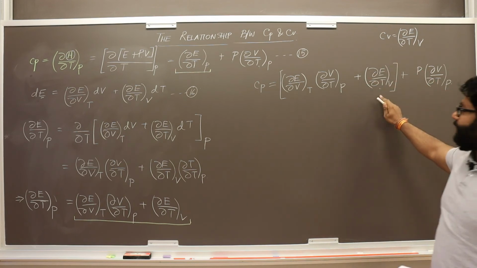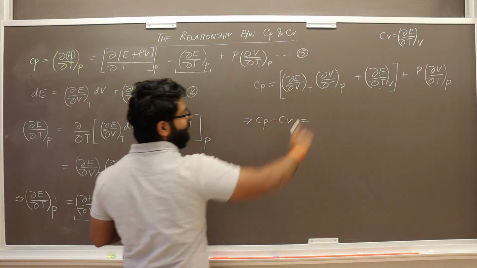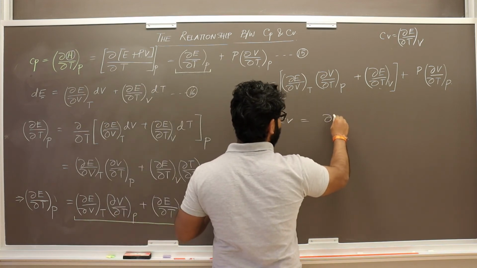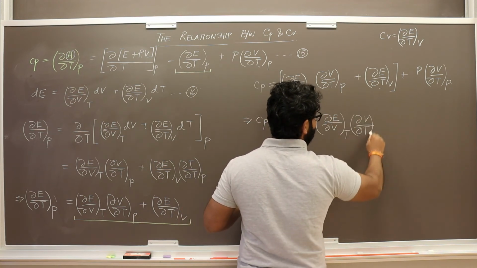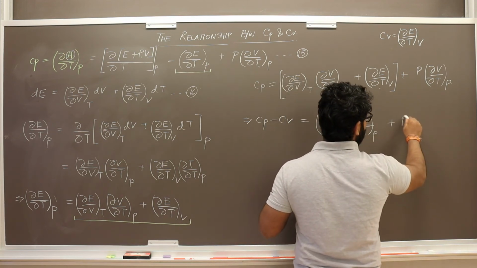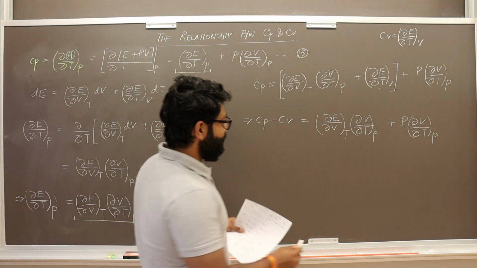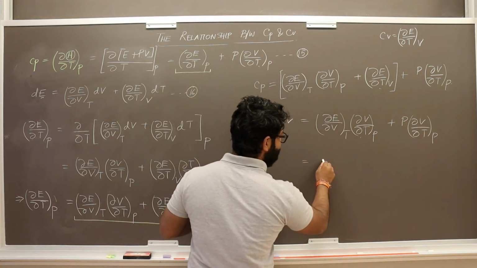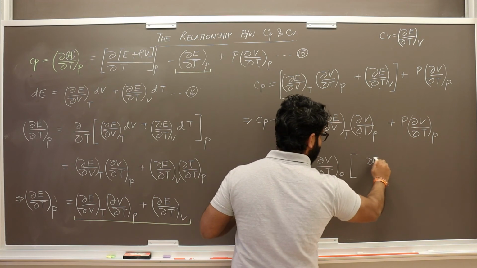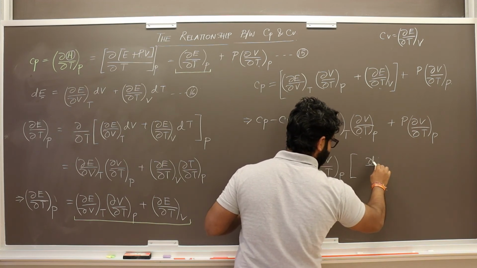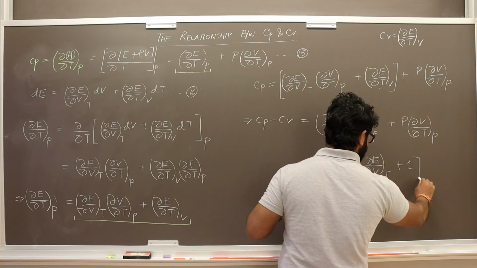Now, if this is Cv and we take this to the left-hand side, this becomes Cp minus Cv, and we are left with whatever is on this side: del E del V at constant T, del V del T at constant P, plus P del V del T at constant P. Now you see that this term is common in both, so I'll just take this common outside.